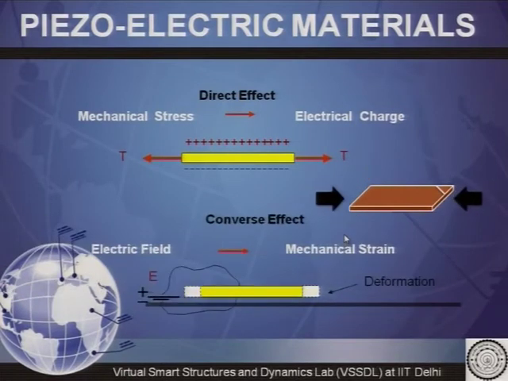The other effect is the converse effect. In this effect, when an electrical field is applied on piezoelectric materials, they produce mechanical strain. In this figure you can see when an electrical field is applied across this piezoelectric material, it is getting elongated.